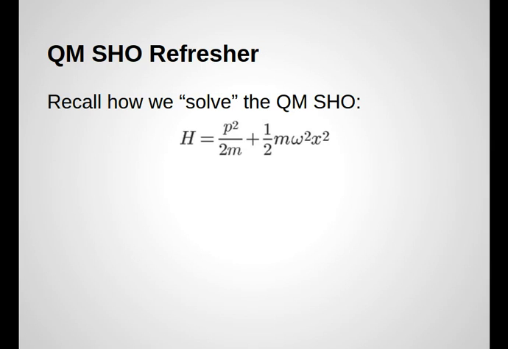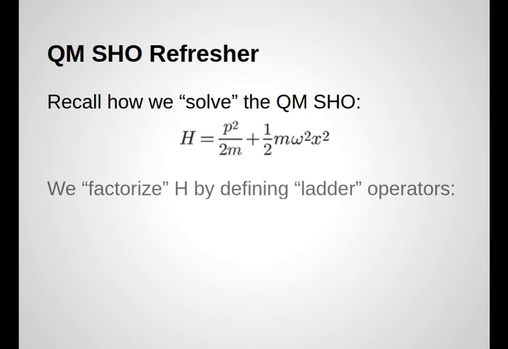This is the p squared over 2m plus the potential term, the x squared term. And if you go back and look in Griffiths, or Sakurai, or some other book, you see that instead of trying to solve the full differential equation, you can actually factorize the Hamiltonian. Factorize is in quotes here because it's not a true factorization, but you can use a trick where you rewrite x and p in terms of so-called ladder operators.